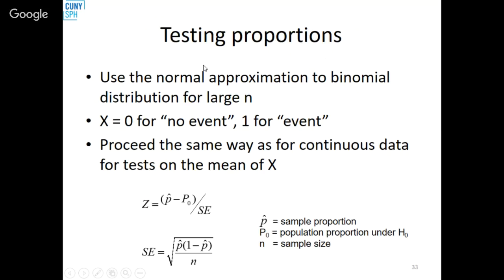For proportions, just like with confidence intervals, as long as it is a large sample, you can use the normal approximation for the binomial distribution with the mean and the standard error as we calculated before.